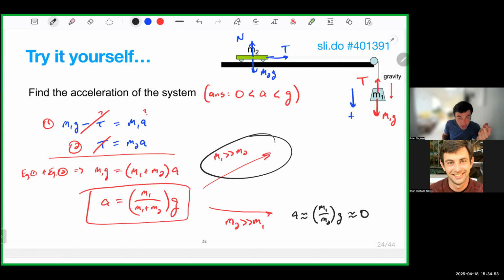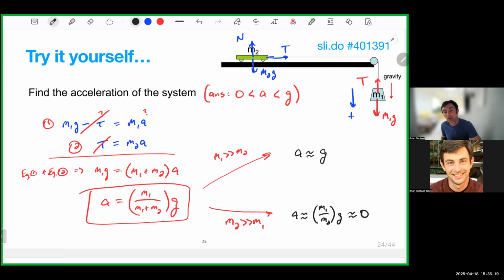Now let's look at the other limit. Let's look at the limit where the thing that's hanging, M1, is much, much more massive than the other object. So again, looking at the denominator first, M2 is very, very small, and when you add that to M1, you basically just get M1. And then you have M1 divided by M1. So this is just the acceleration is about equal to G.